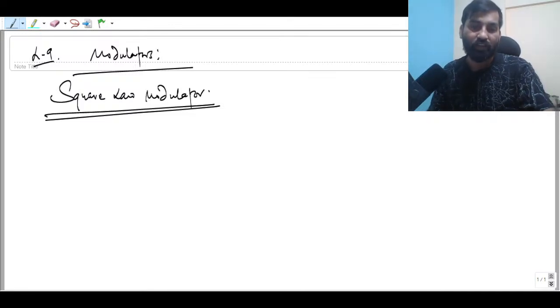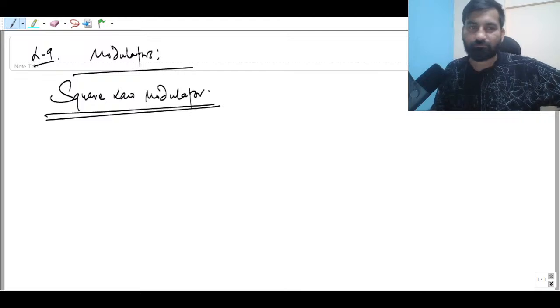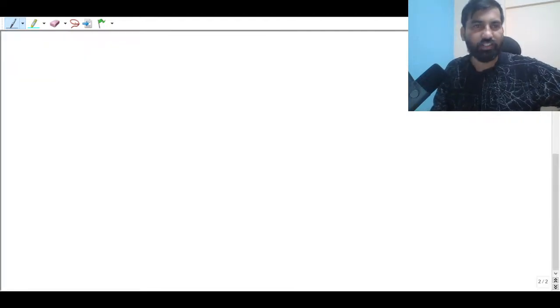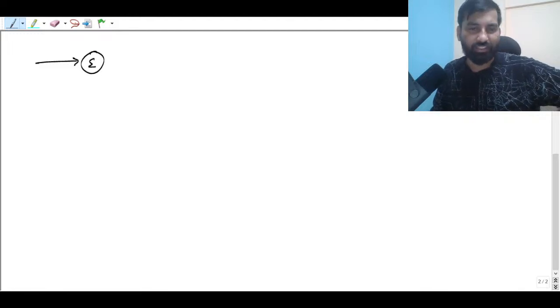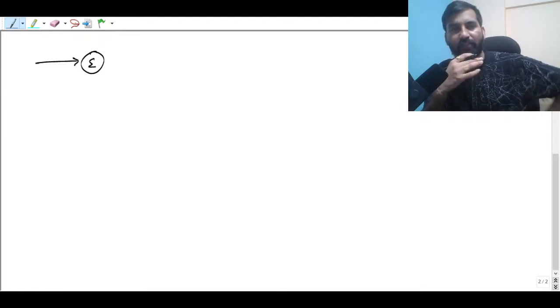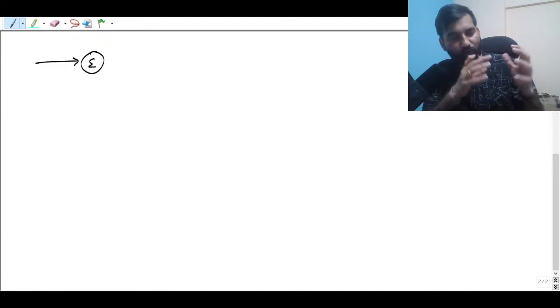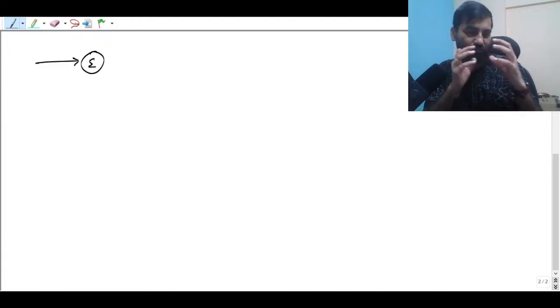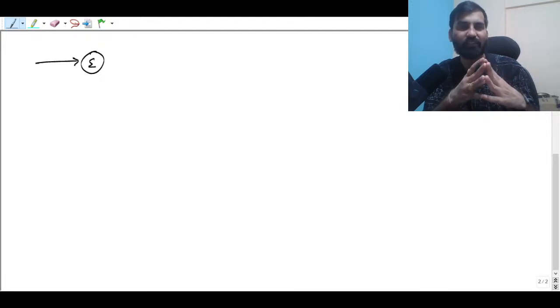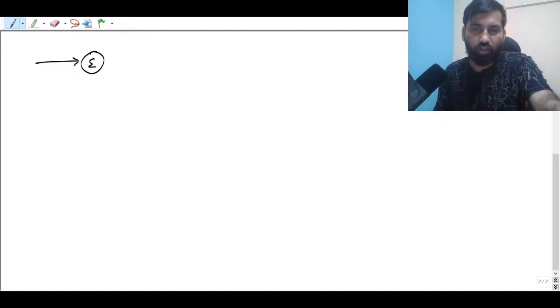So the square law modulator will have a block diagram that you must know. I think everybody has seen the modulator, right? So this is going to be your modulator. Sometimes in the GATE examination, in the GATE question, they will directly put this block diagram. So you have to follow each and every operation that the block diagram offers. Block diagram understanding is very important.